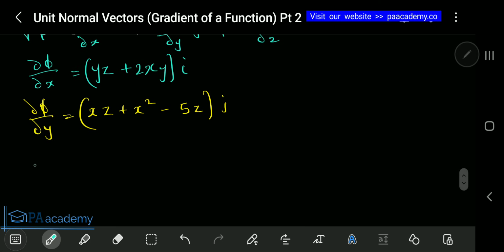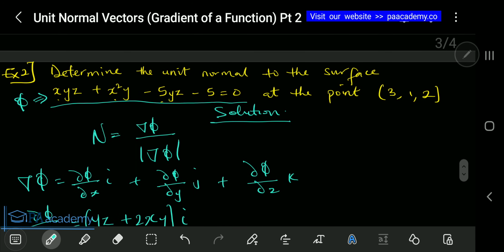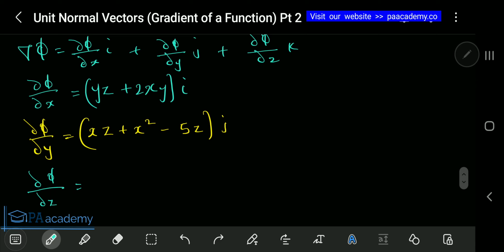Now let's do the partial differentiation with respect to z. For z, this is going to give us xy, plus 0 because there is no z here, and then minus 5y, and this will be 0. So let's put that down. We are going to have xy minus 5y, then our k.